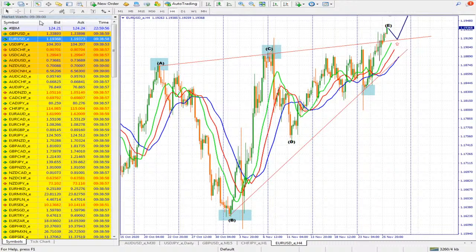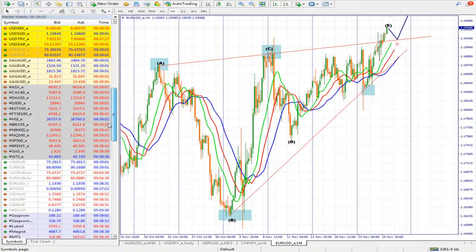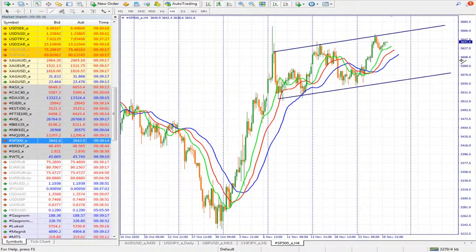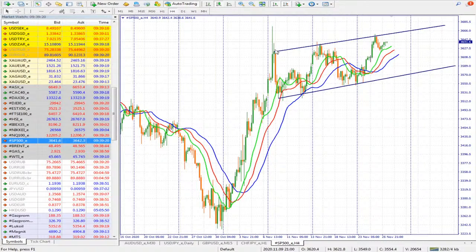So the next chart I'd like us to look at is SP500. Here, this is a very good trend line. We had a resistance here, a resistance at this point, and a resistance on the lower side. So this is a resistance, a resistance, a resistance.